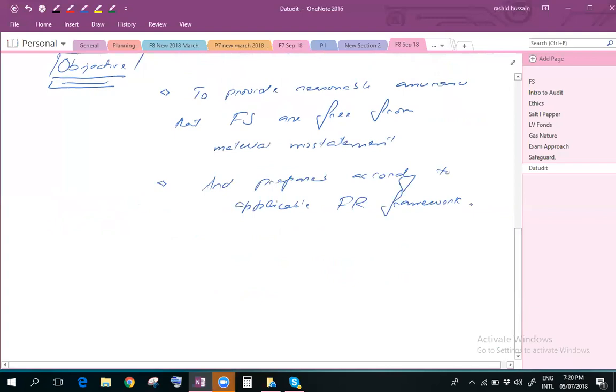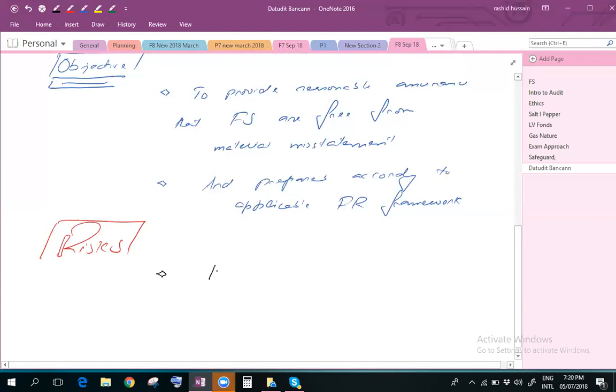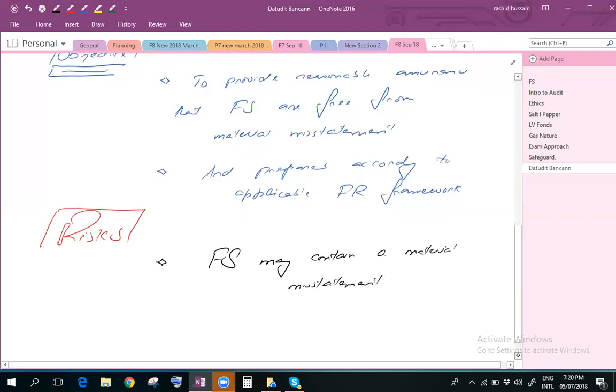So basically we are going to give reasonable confidence that the financial statements do not contain material misstatement. They are free from material misstatements, and they are prepared according to the relevant applicable financial reporting framework. This is something we need to assure to the shareholders. So that leads to a point that whenever we are doing the audit of the financial statements, there are two risks. The first risk is that financial statements may contain a material misstatement. So this is something where you are being skeptical.